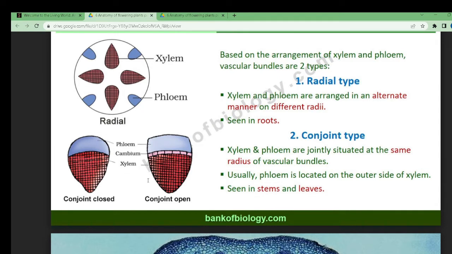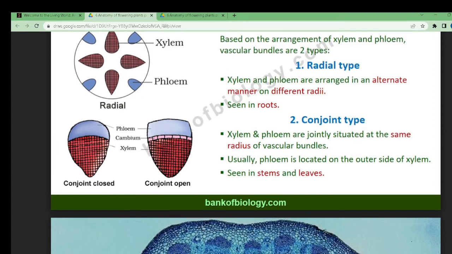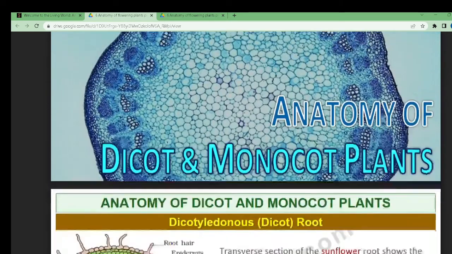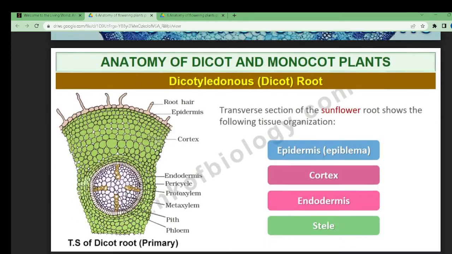If it doesn't contain a cambium, then it's closed. Xylem and phloem are joined, situated at the same radius of the vascular bundle. So they are joined like this in the case of conjoint, seen generally in the stems and the leaves. Now we'll see the dicot and the monocot plant.